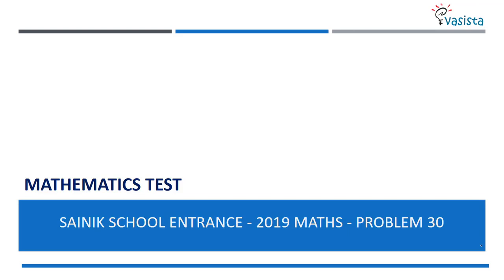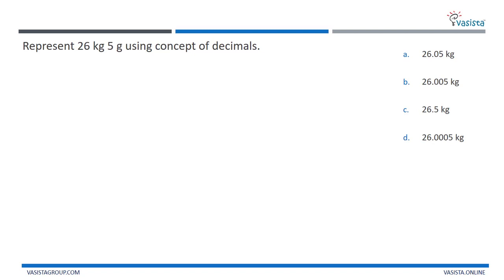Fine, let us go with problem number 30 here. Represent 26 kg 5 gram using the concept of decimal. We have to represent this in terms of decimal. Now, what they have given is 26 kg and 5 grams. I need to add these two things.